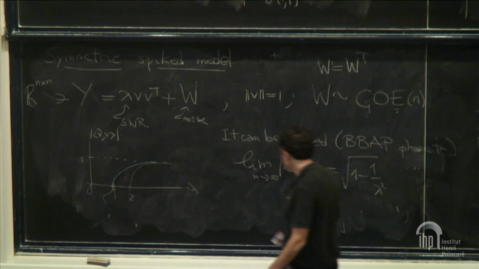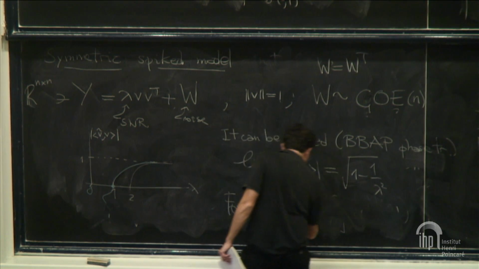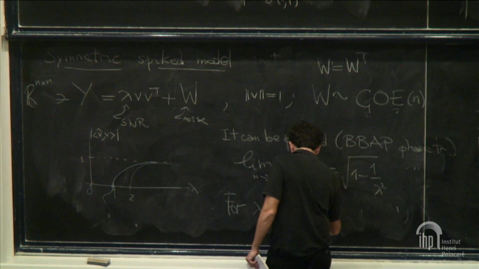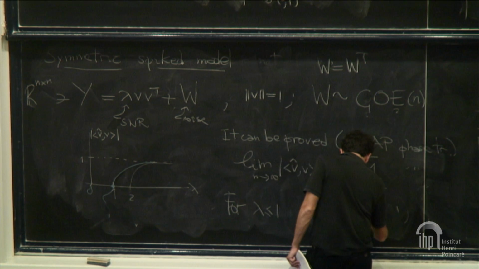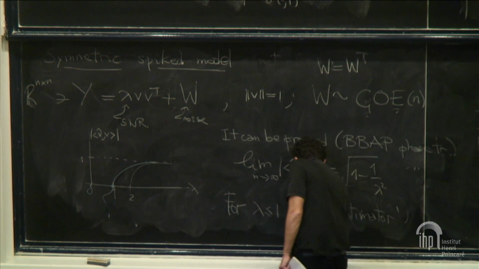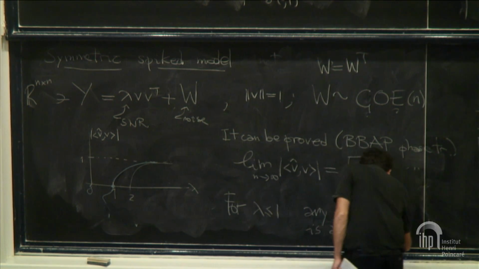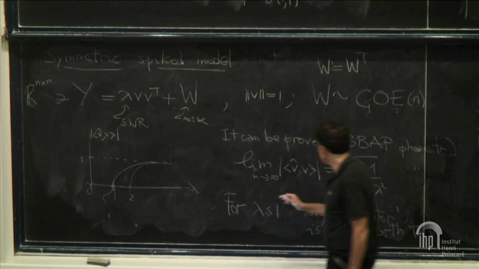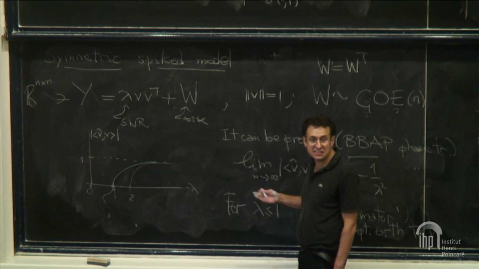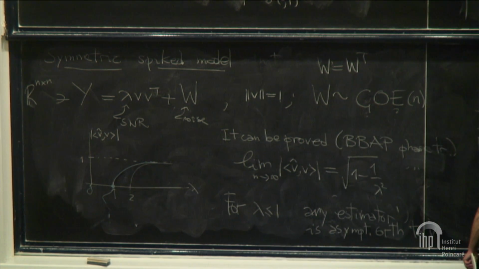So in fact, for lambda less than 1, any estimator is asymptotically orthogonal to V. So any estimator is basically uncorrelated to V in the limit. In fact, more than that is true. In fact, the following is true.